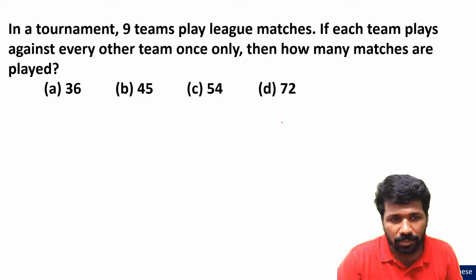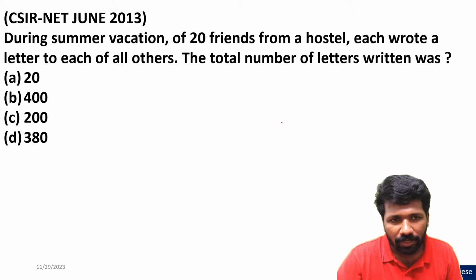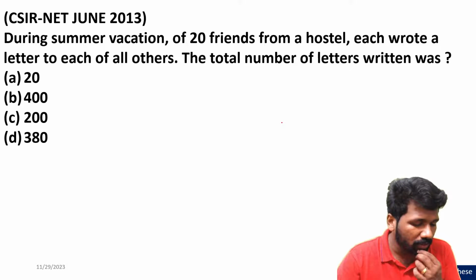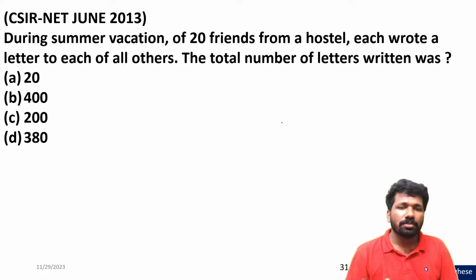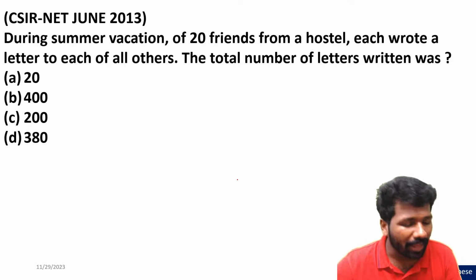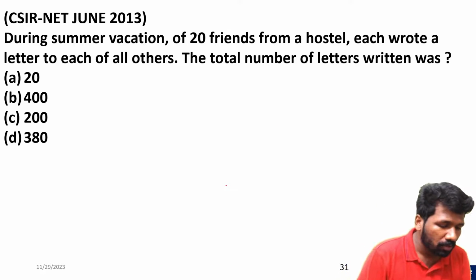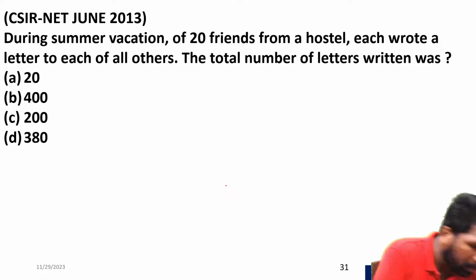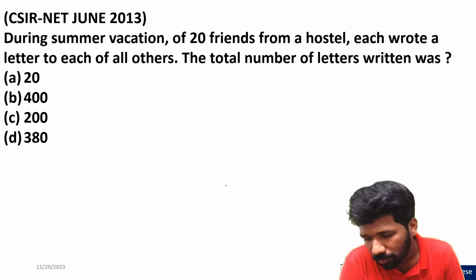So these questions you can screenshot and try. The answer is given. These are to check whether you understood this concept. This was a June 2013 NET exam problem. You can answer this now itself. Hope all of you got a basic idea where to use permutation, where to use combination.